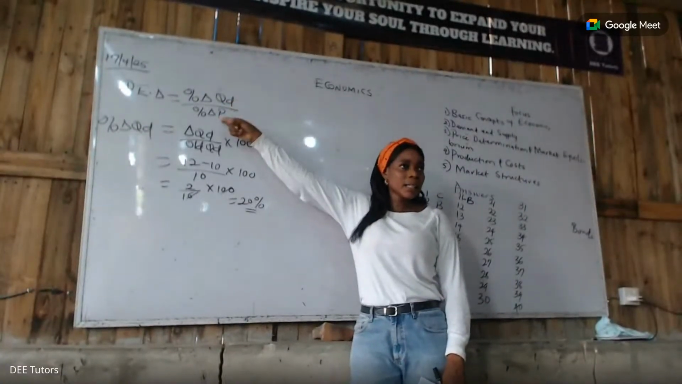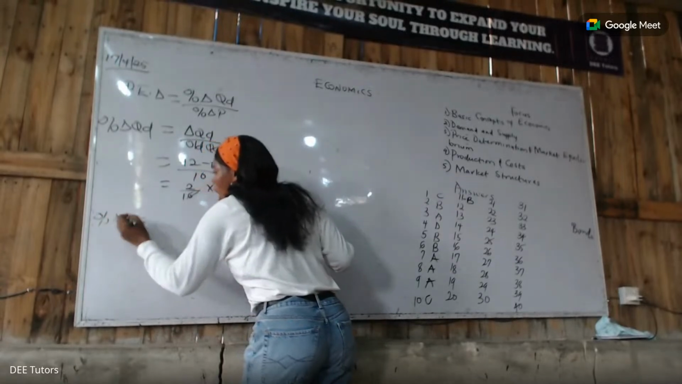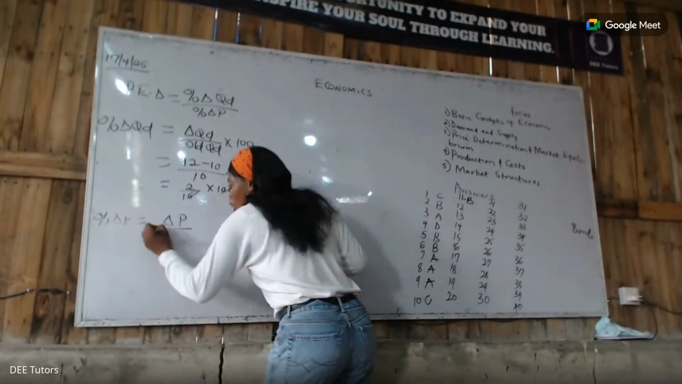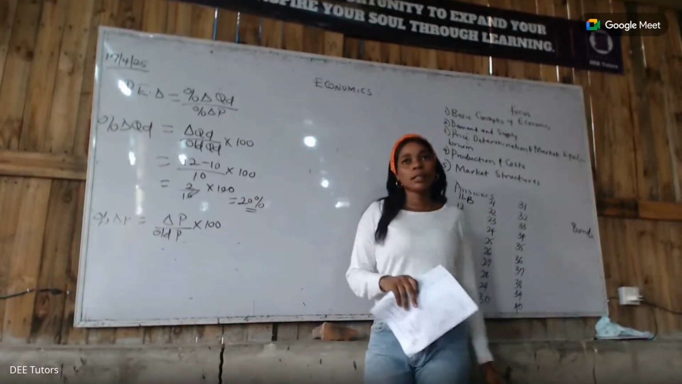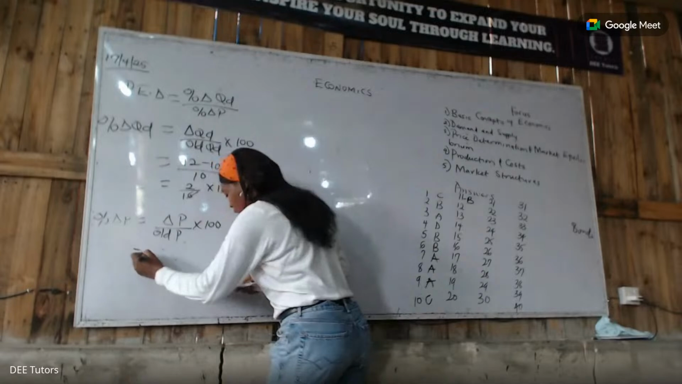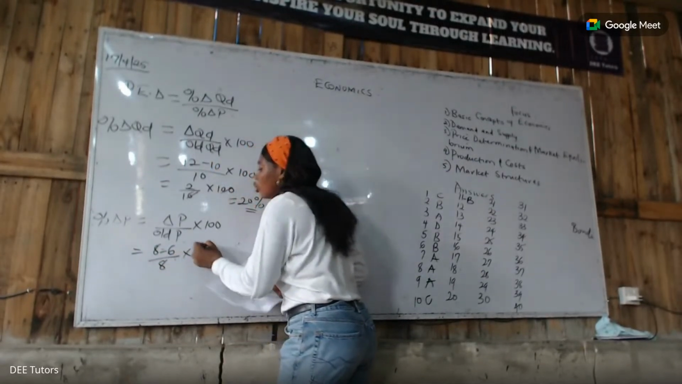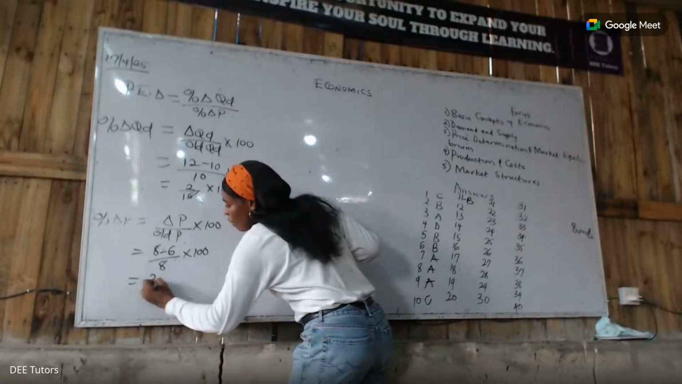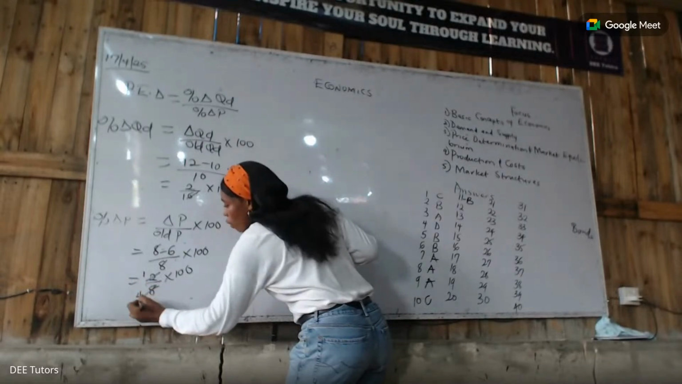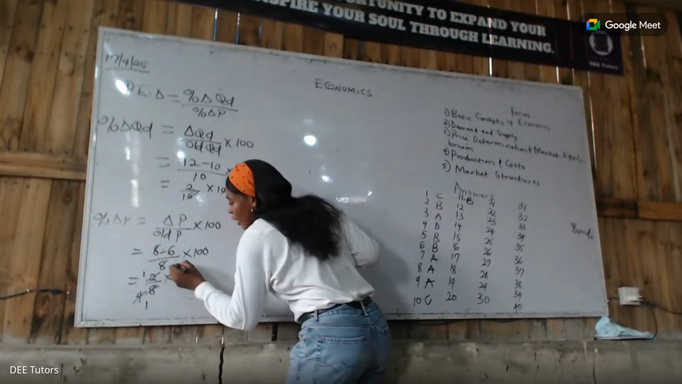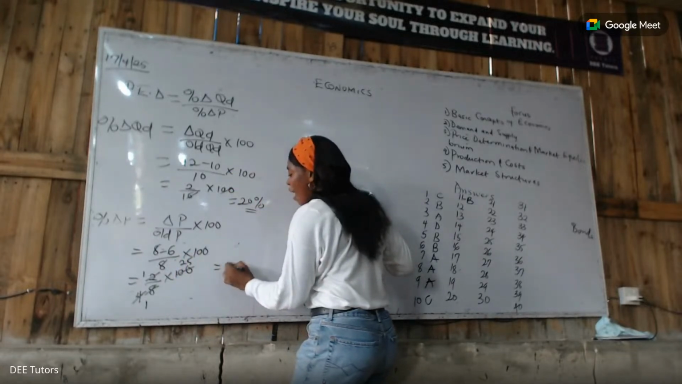For percentage change in price, what is it? Change in price over old price times 100. So what will be the change in price? 10 minus 6 divided by 8 times 100. So we have 2 divided by 8 times 100. 2 in 8 is 4, 4 in 100 is 25. That will be 25%.